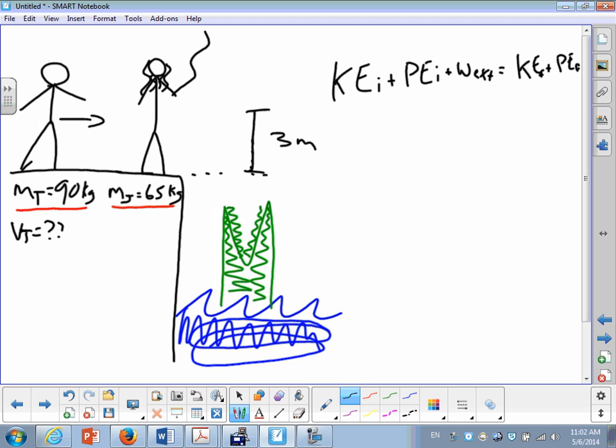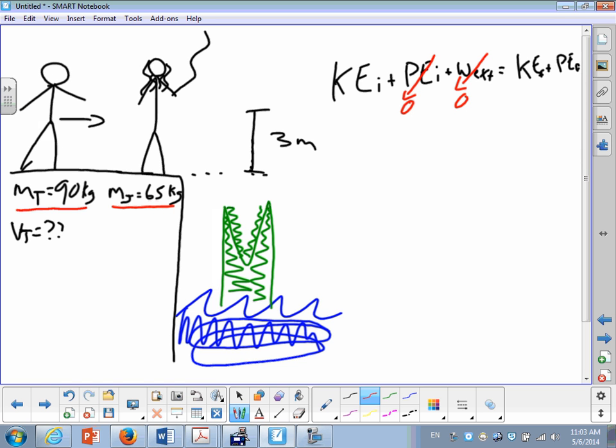Great. Well, let's just have a look at these for a second. Initially, they're both at the same ground level, so my potential energy is 0. Also, because we're dealing with a pendulum, we know that the work external is going to be 0 as well. This leaves just the kinetic energy beforehand, which is great. It means that we can know the kinetic energy of Tarzan and Jane the moment after Tarzan grabs Jane.